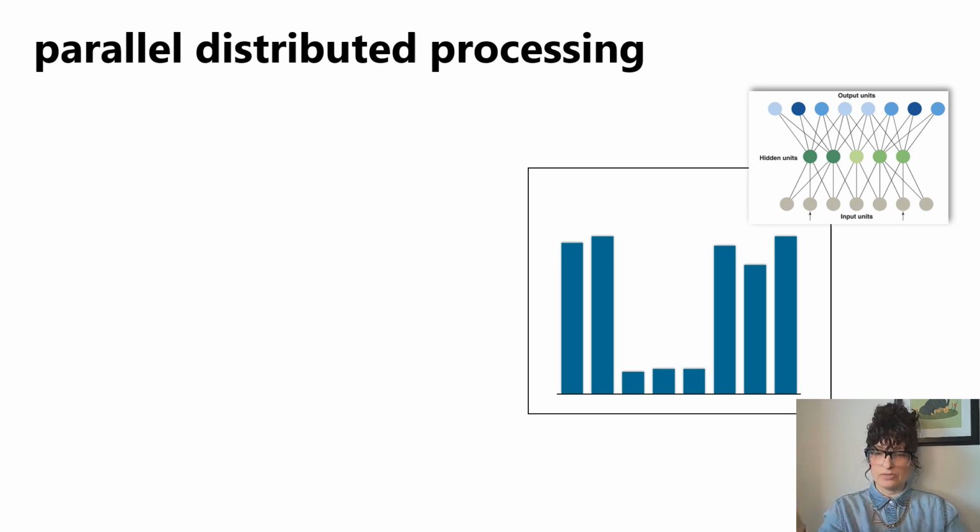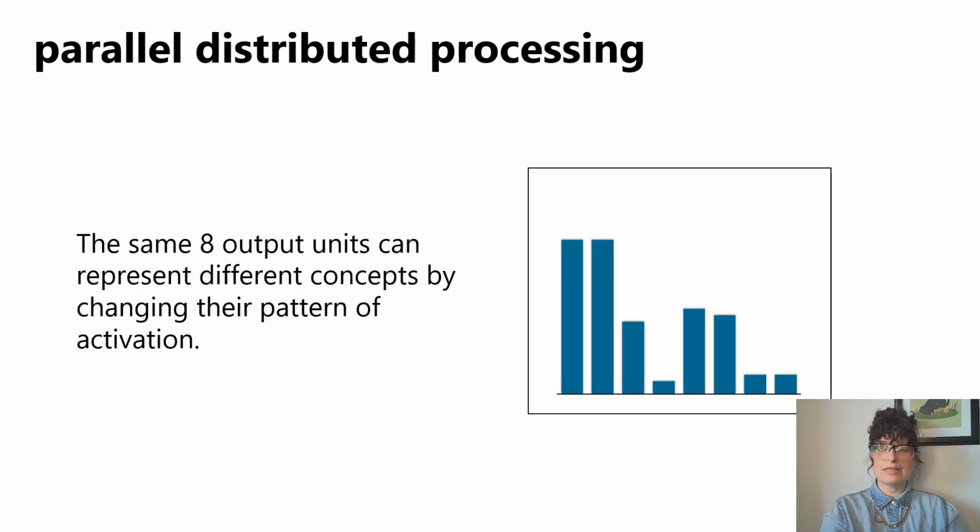What I want you to think about is that the final output units, that pattern of activation across those output units, is now just being translated into 8 units of output in a graph form, so that you can see that these are different patterns of activation. And the same 8 units can represent different concepts just by changing their pattern of activation across these 8 units. So canary are represented not only by the activation in property nodes, but also by the pattern of activation of other units in the network.